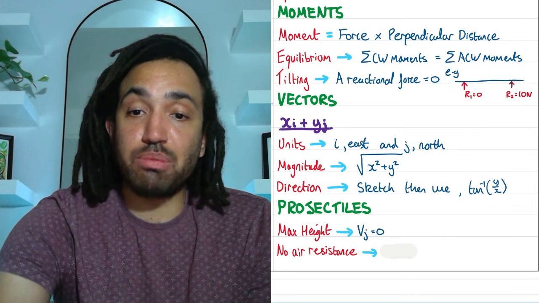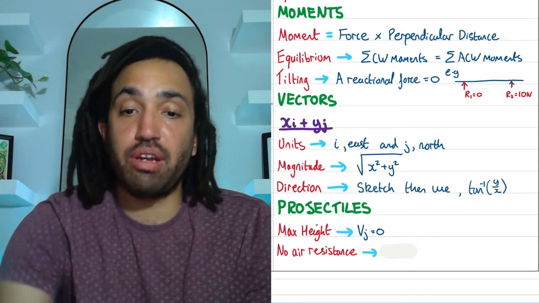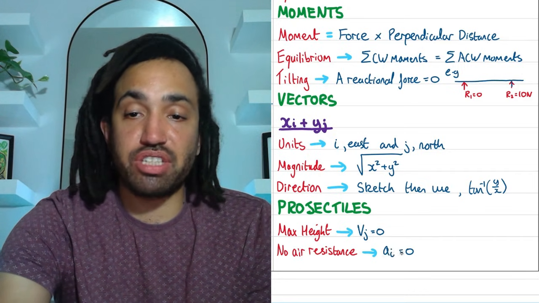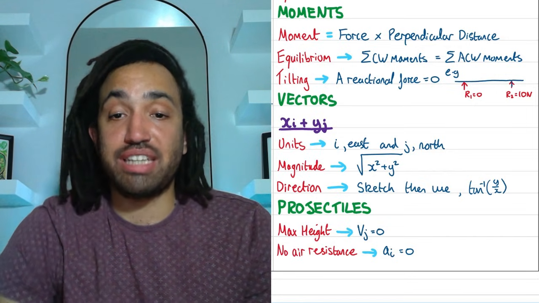Projectiles, we have maximum height is when the velocity in the northern direction or in the j direction is 0, and we have no air resistance, so the acceleration in the horizontal direction is always 0.